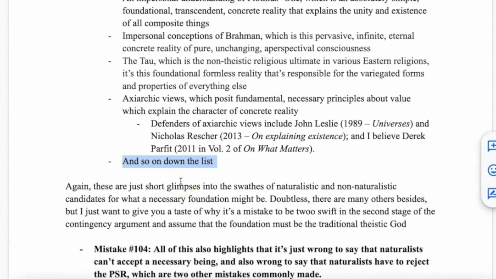Again, these are just short glimpses into the swaths of naturalistic and non-naturalistic candidates for what a necessary foundation might be. Doubtless there are many others besides, but I just want to give you a taste of why it's a mistake to be too swift in the second stage of contingency arguments and assume that the necessary foundation of reality must be the traditional theistic God.